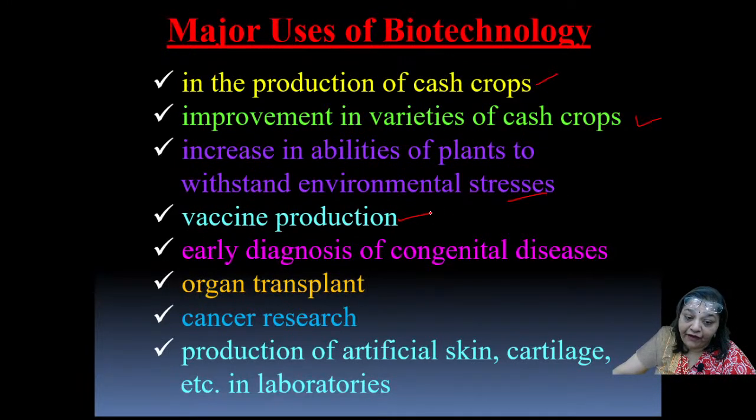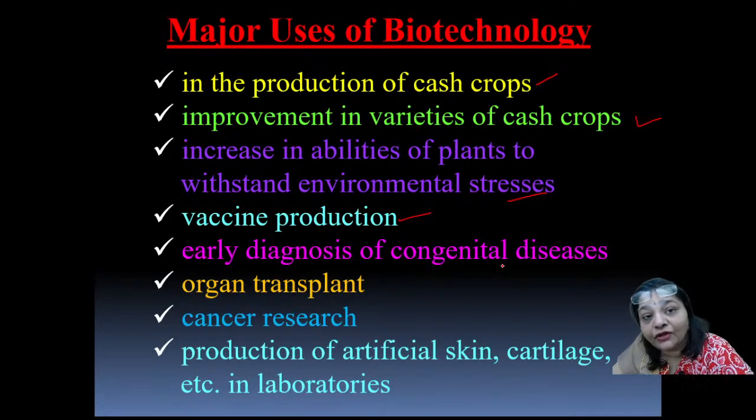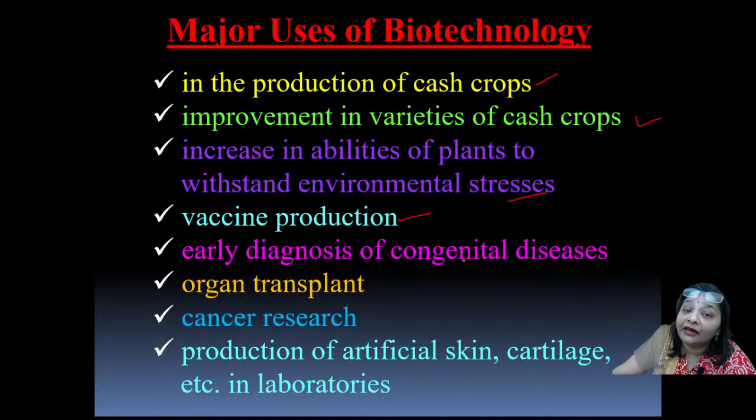It helps in production of vaccines. So vaccine production is also a very important use. Not only that, congenital diseases are being diagnosed as early as possible, and they could be treated well off. The next use of biotechnology is in organ transplant. You must have heard about kidney transplant, heart transplant nowadays, isn't it? This was possible only because of the field of biotechnology.